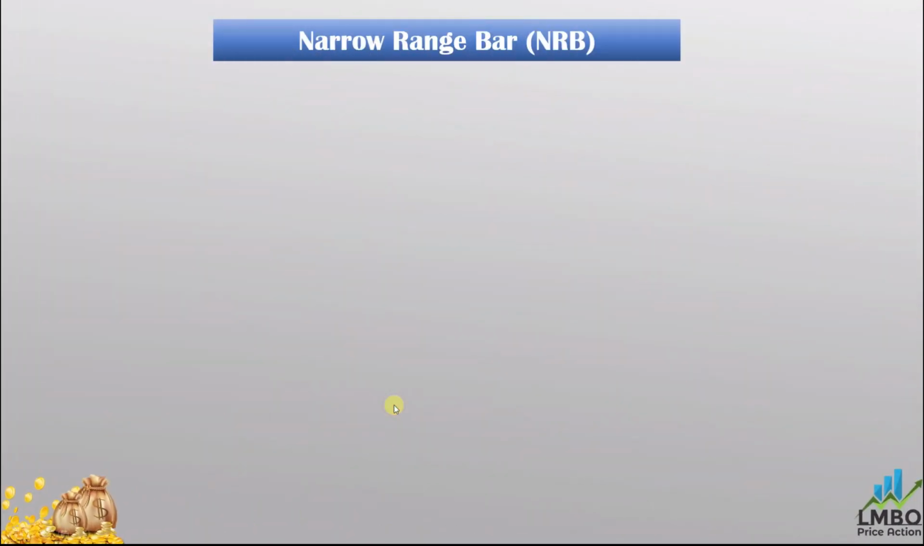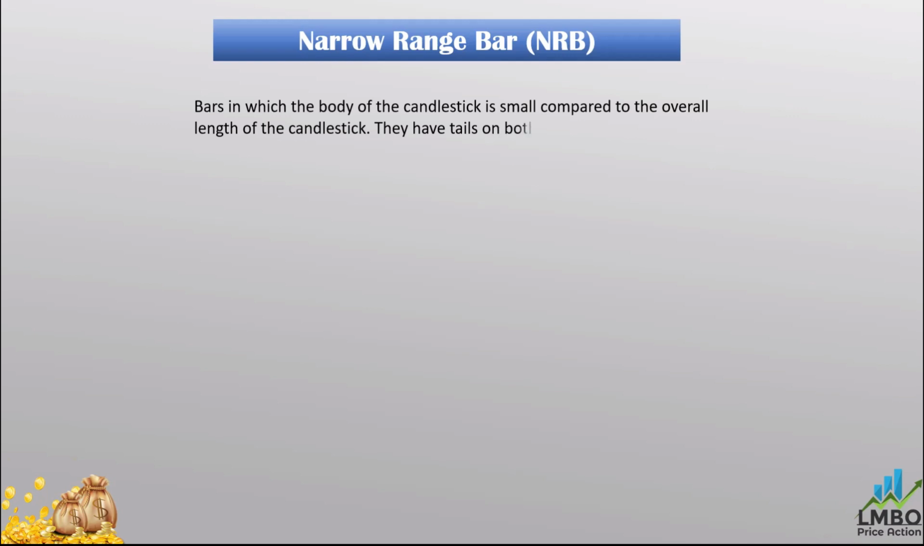Now, understanding the other types of candle, which can be the narrow range bar. Maybe someone can get confused about the difference between the WRB and the NRB candles. So how can we understand NRB candles? Let's check the shape of the NRB candle. Before going to the shape, the definition of NRB: bars in which the body of the candlestick is small compared to the overall length of the candlestick. They have tails on both sides of the body. The appearance of the tails indicates uncertainty, while in the WRB there was certainty, and in the NRB it shows uncertainty and the prevailing trend of the bars.